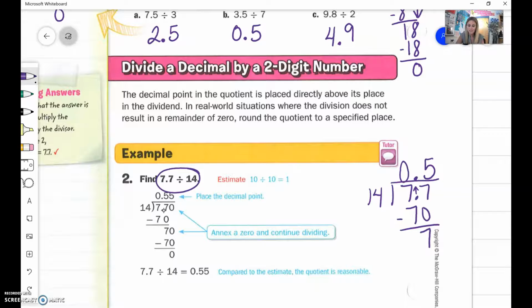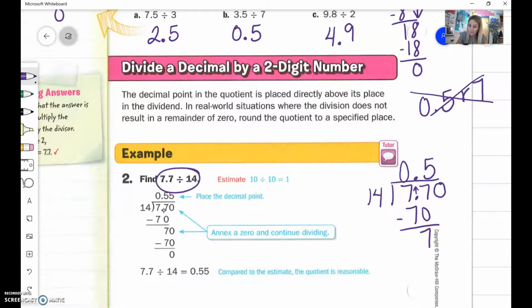Now I still have a remainder, which means I need to annex a 0. I cannot have a remainder with a decimal. You've never seen anything written like this: 0 and 5/10 remainder 7. No, you cannot do that. We have to annex zeros until we have nothing left. Okay? Until we have nothing left, or we realize it's going to be a repeating decimal, or we realize it's never going to end. Okay? Then that's when we stop.